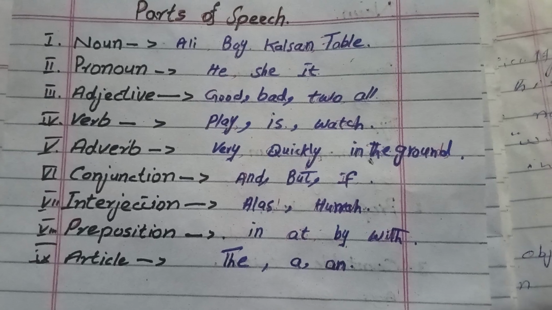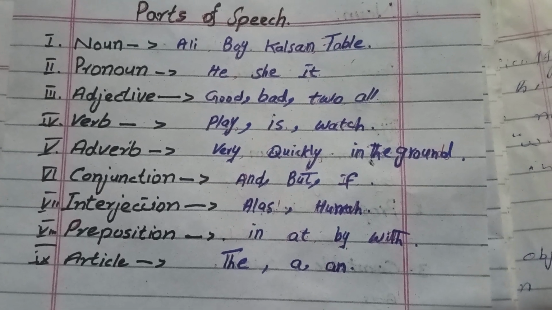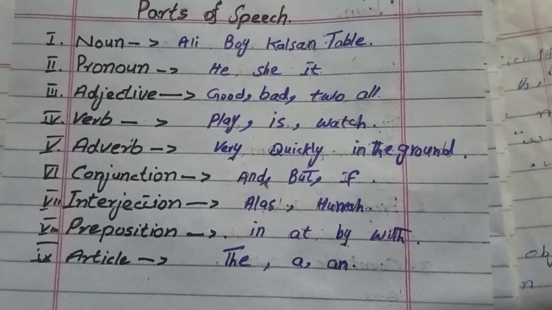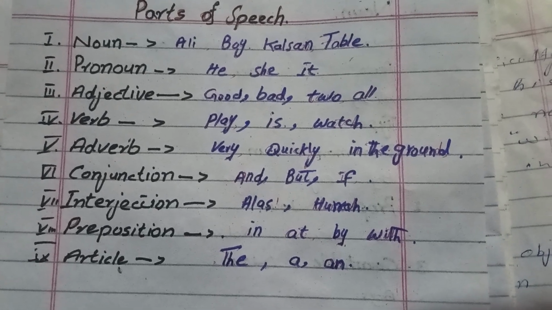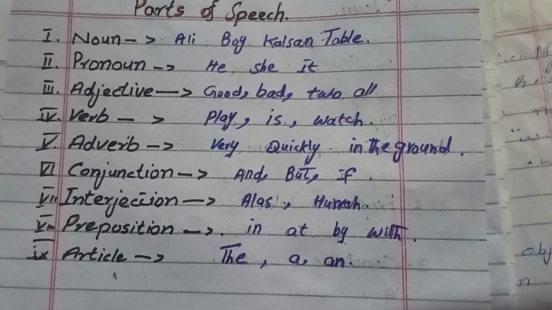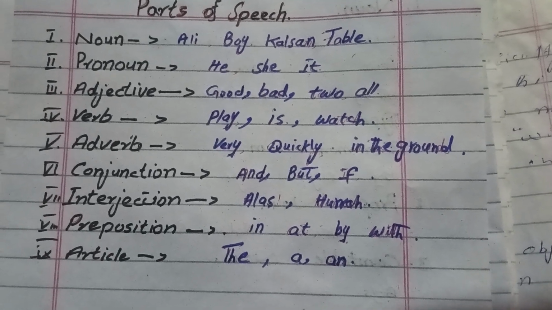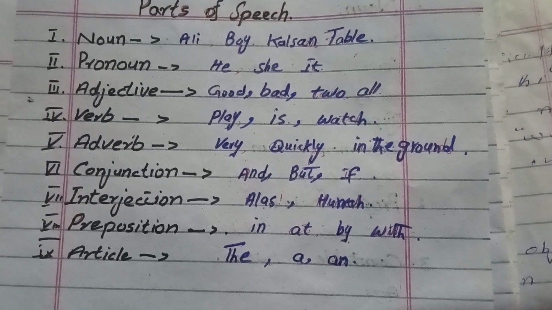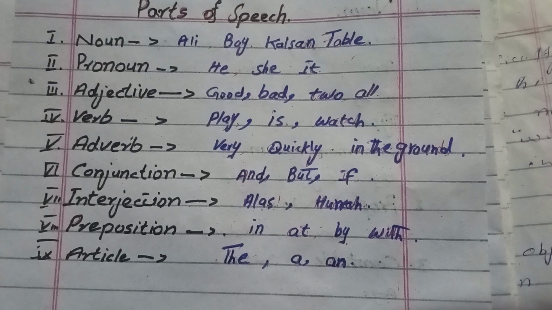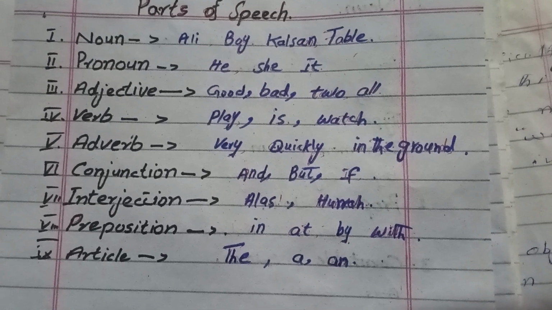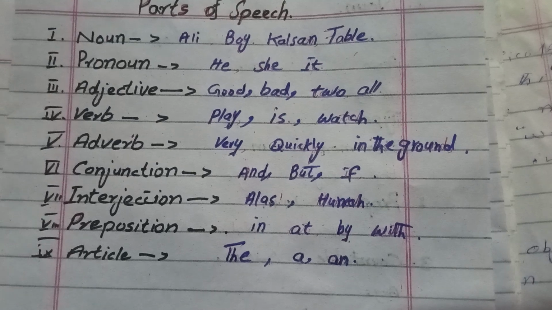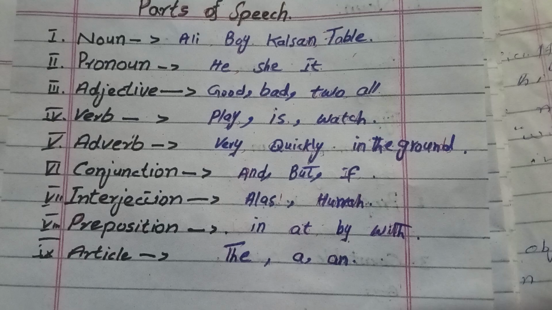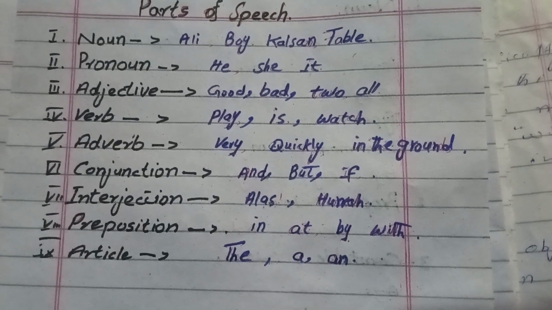The second part of speech is pronoun. Pronoun is defined as a word which replaces a noun or which is used instead of a noun. For example, he, she, it. These three words are used instead of a noun. That is why these are called pronoun. He and she are personal pronoun, and it is impersonal. Why? Because it is used for those things which are non-living or non-human. That is why it is called impersonal pronoun.